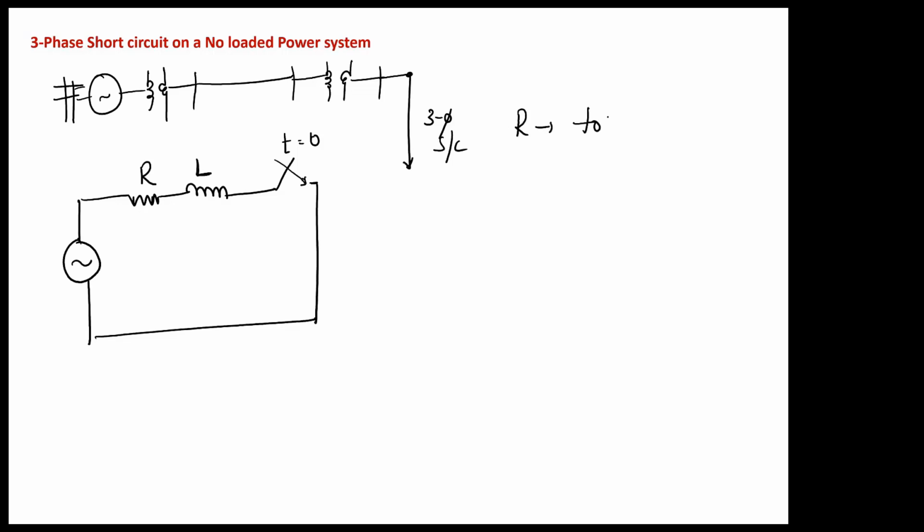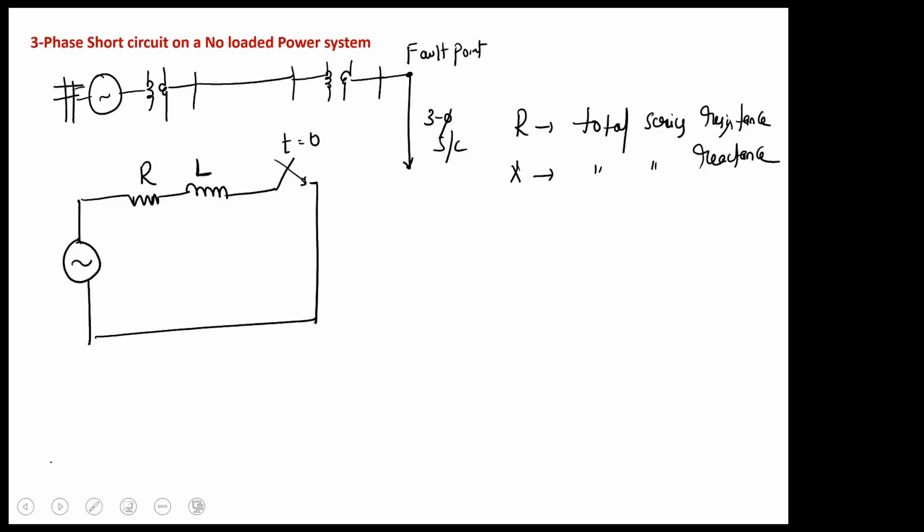Here capital R is the total series resistance of all the elements from source to the fault point. Similarly, X is the total series reactance of all the elements from source to the fault point. Let our source voltage be Vm sin(omega t plus alpha). Understand? Now, the fault is occurring at t equal to 0.